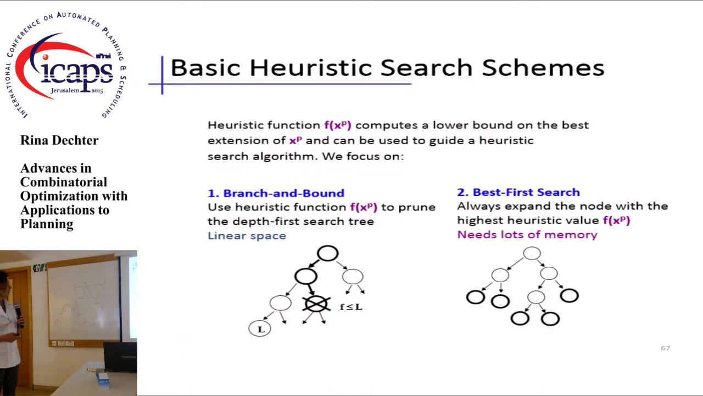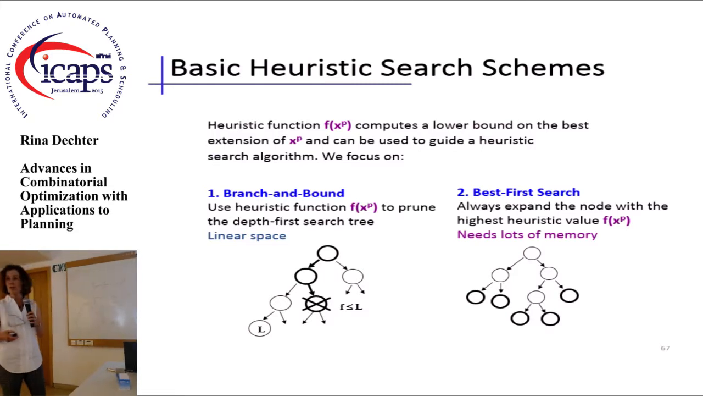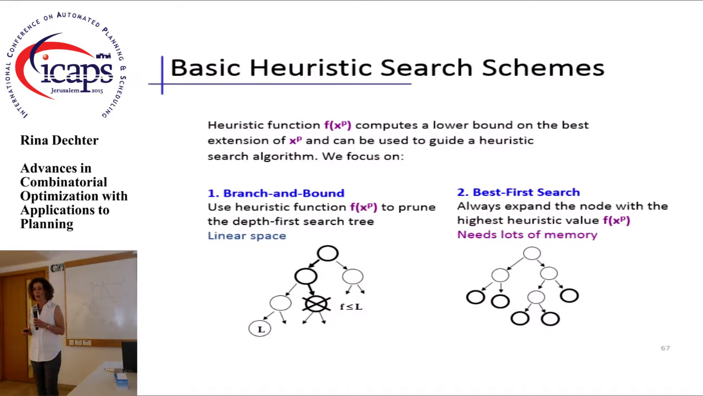But let's take a look now at optimization, and in optimization we want to find an optimal solution, and how we can use all the literature about heuristic search, doing depth first branch and bound or best first search. We know very well how to do these things on general search trees. And we know that best first search is normally better in general, will expand fewer nodes than branch and bound, but it has the memory problem and so on.